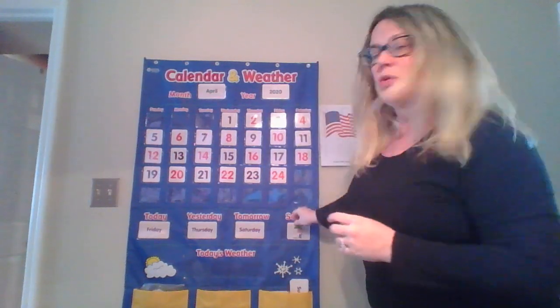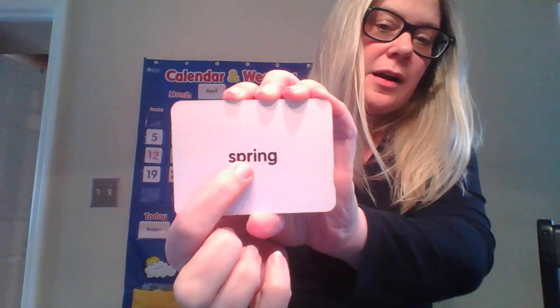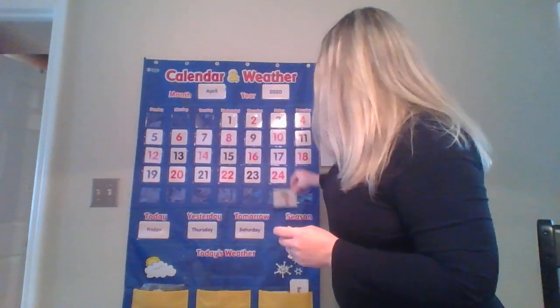Yay! All right, oh, we have to do our season. What season are we in? There's four seasons. You have fall, winter, spring, and summer. We are in spring, that's right. Let's say it, spring, and let's spell it, S-P-R-I-N-G. If you have Play-Doh at home, let me see if you can make the letter S out of Play-Doh. That would be something fun to do today.